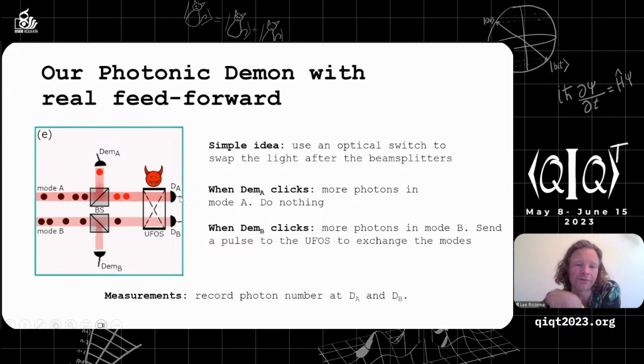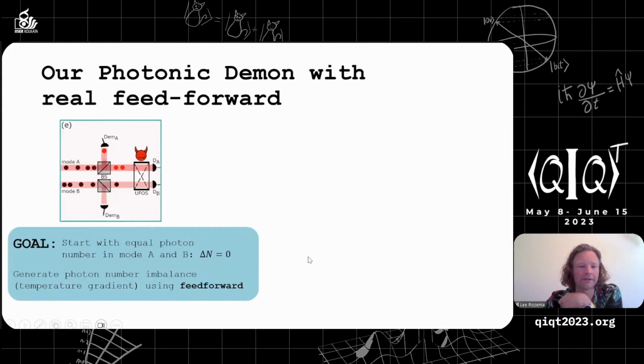And then what we do is, in our experiment, we didn't actually implement the circuit. We instead just recorded the photon number clicks here. And we observed this already on the singles count rate. So we weren't looking at any correlated events, but really just looking at the singles rates here and here, we were able to see the demon effect.